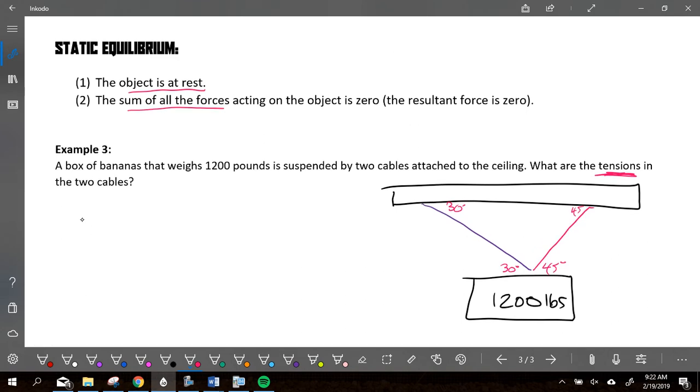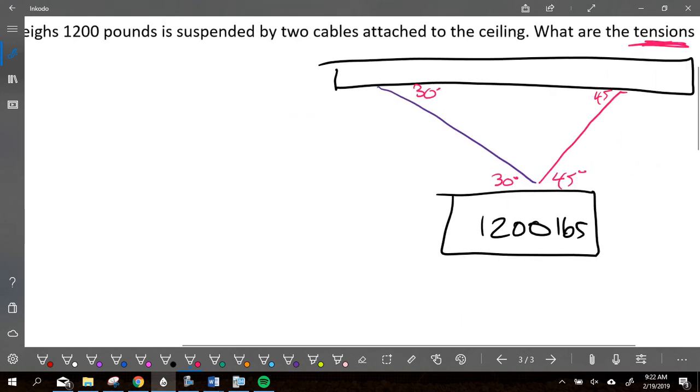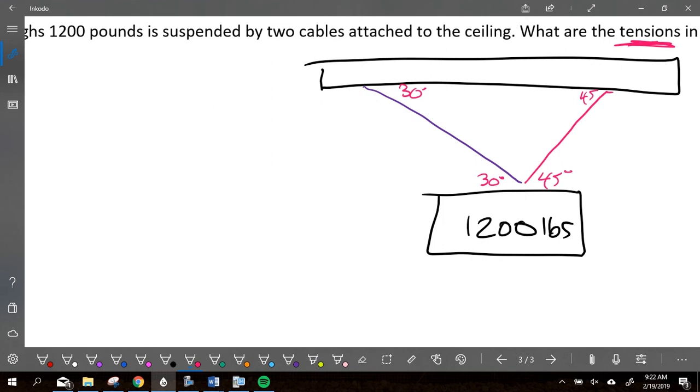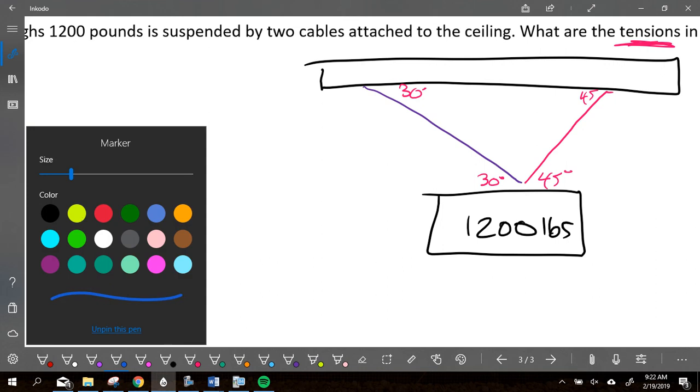The sum of all the forces is 0. It's not moving left. It's not moving right. It's not moving up. It's not moving down. It is standing still. How many forces are acting on that box? It is not 2. It is 3.